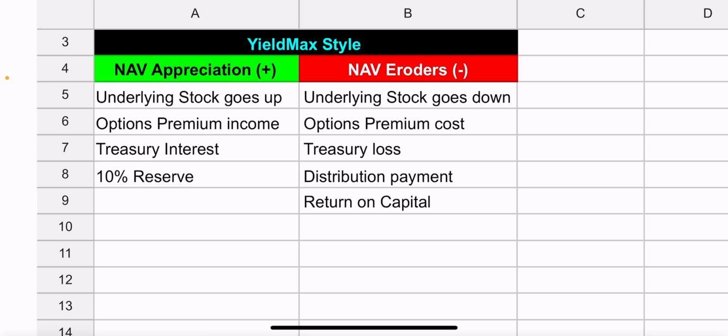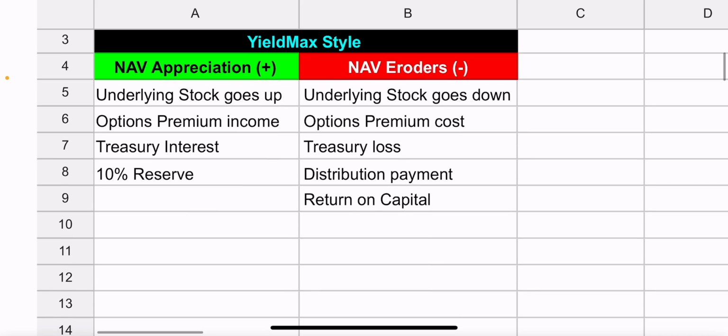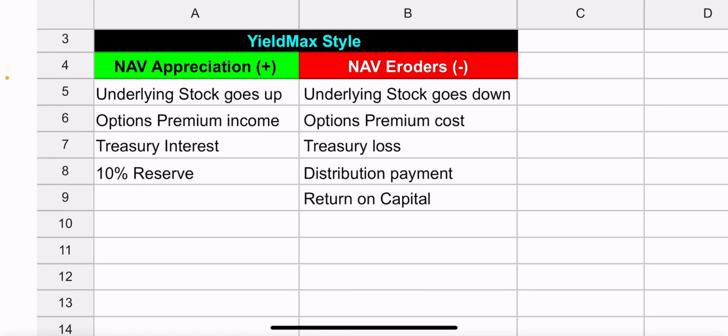We really don't. But it is possible, and it was possible in the September distribution. Everyone should have gotten a notification that pretty much the September payment was all return on capital. So it does happen, and it can happen. So those are the NAV eroders. So when you say NAV erosion, this is what it is. This is how the NAV goes down.